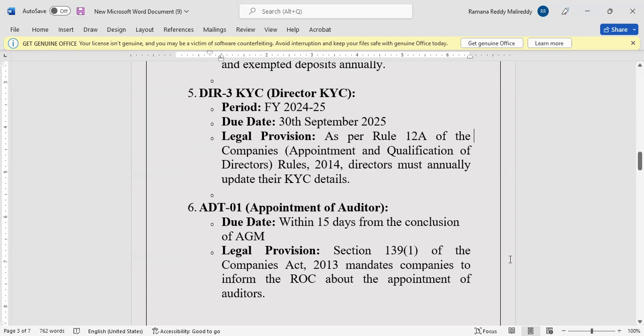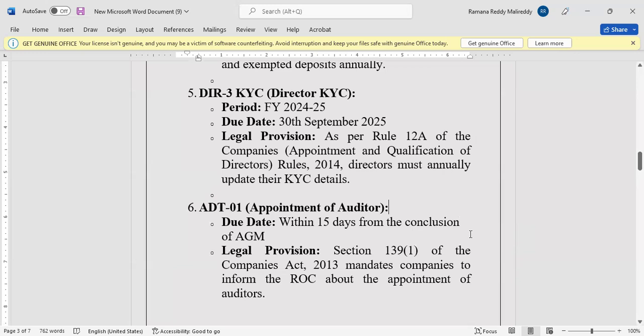Another form, DIR 3 KYC. So Director KYC for the financial year 24-25, the due date is 30th September 2025. The legal provision is as per Rule 12A of the Companies (Appointment and Qualification of Directors) Rules 2014. Directors must annually update their KYC details. For filing of Director KYC, the due date is 30th September 2025.